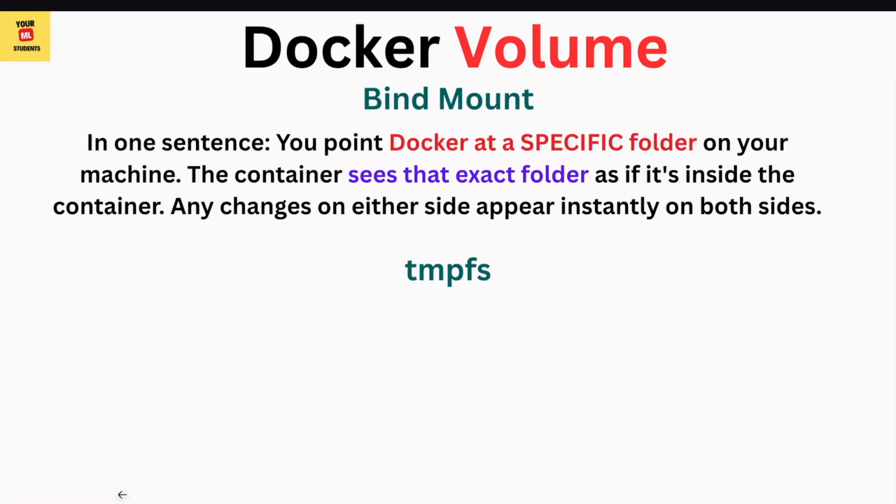Now let's talk about bind mount. So bind mount, in one sentence, you point Docker at a specific folder on your machine. Container sees that exact folder as if it's inside the container. Any changes on either side appear instantly on both sides. Okay. Bind mount is simple, guys. It's not that complicated. You just have to mention the folder path, your laptop's local folder path.